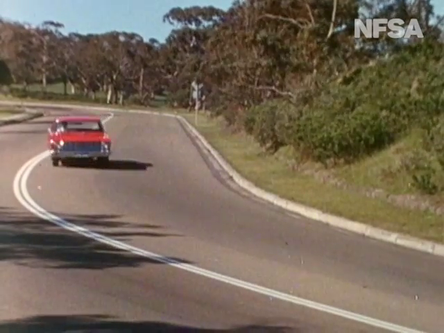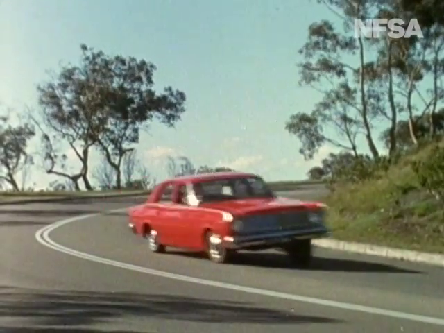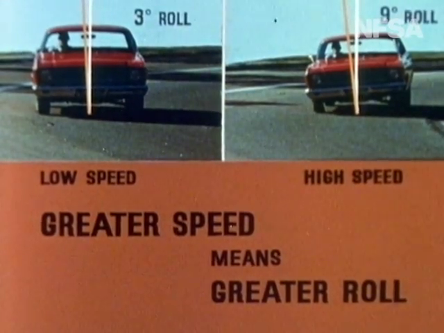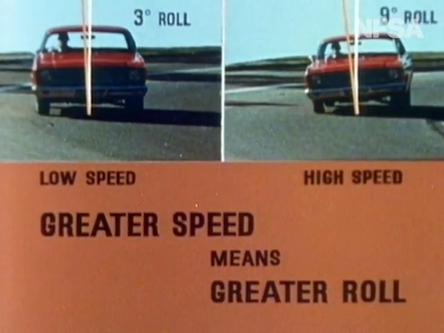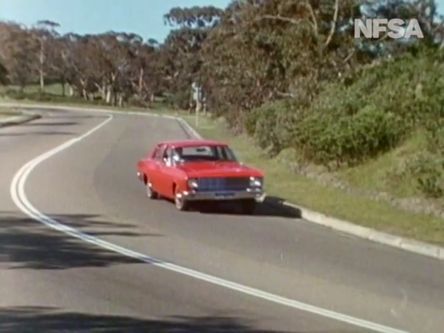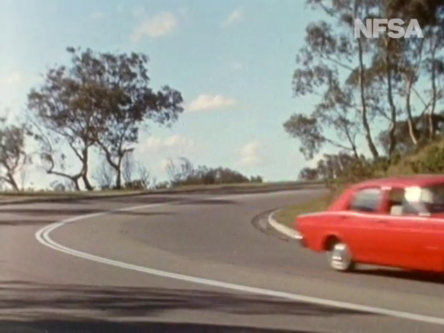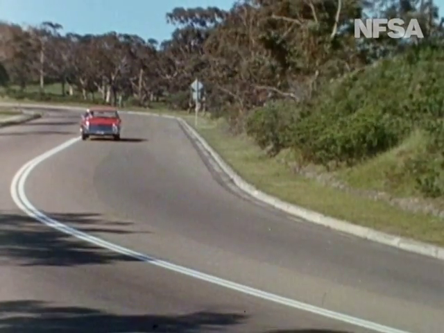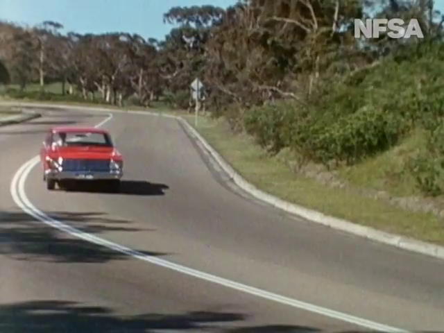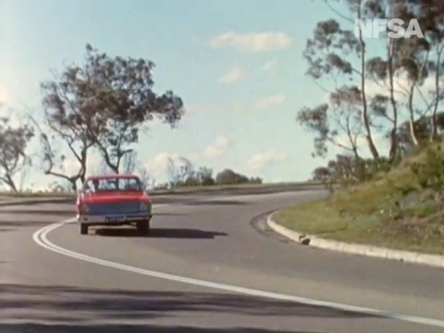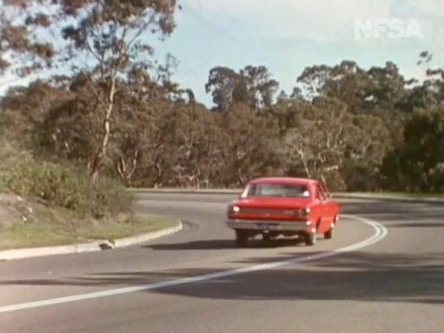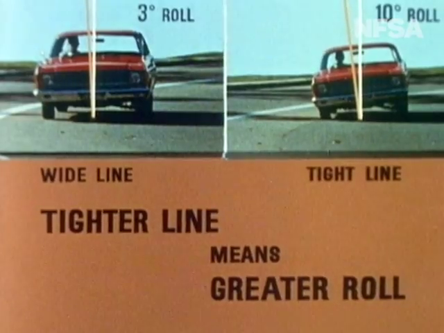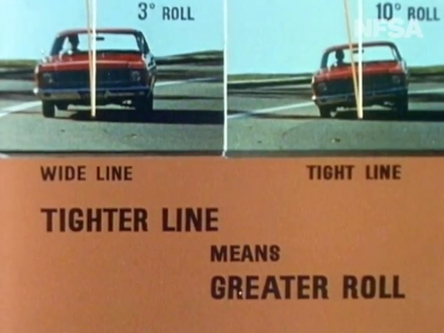We take the same line, or radius of turn, at a much higher speed. Obviously, the greater the speed, the greater the angle of rolling action. This time we take a tight line, a sharp radius of turn, around a corner. Traveling around the same corner at the same speed, we make a more gradual turn, a wider line. And we show that the tighter our radius of turn, the greater the angle of rolling action.